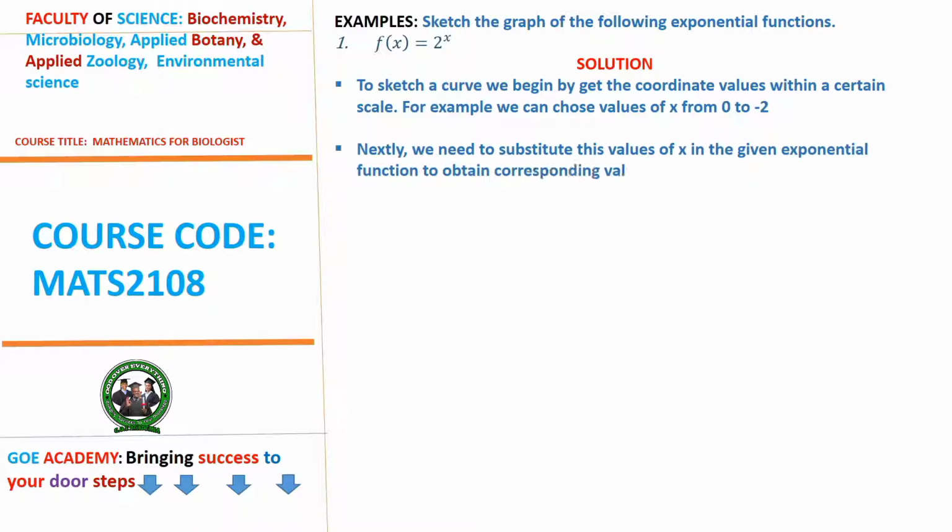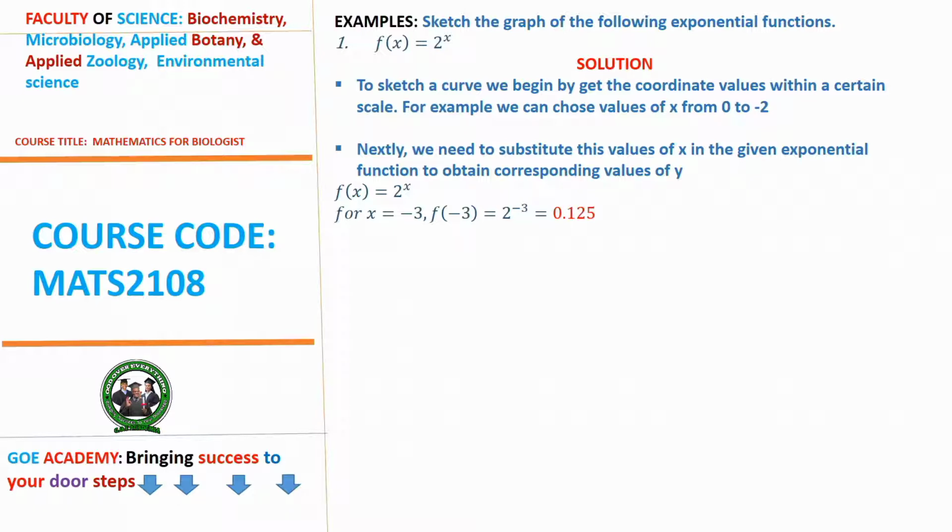What I do is substitute those values of x in my exponential function in order to get the corresponding values of y or f of x, which is simple. So let's apply this. Our function is f of x equals 2 raised to the power x. So let's take the first case where x equals -3. I've decided to choose my interval to be from -3 to 1.